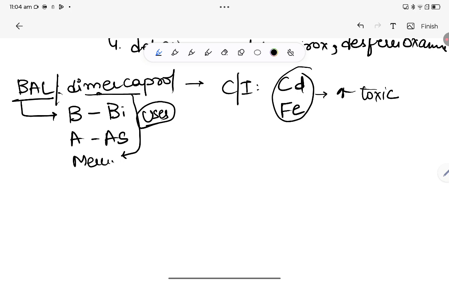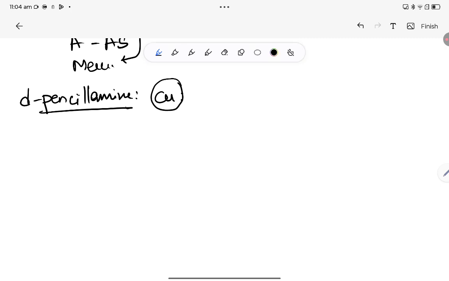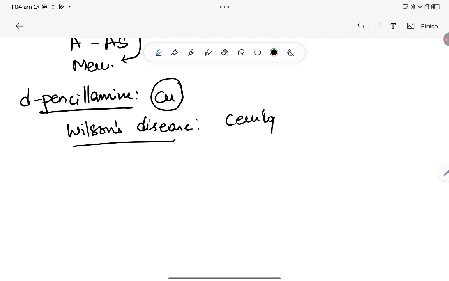Okay, now let us talk about our second one, that is D-penicillamine. D-penicillamine is majorly used in the treatment of copper poisoning. Before talking about copper poisoning per se, we need to talk about Wilson's disease. Usually we have ceruloplasmin with us. It's a plasma protein, and ceruloplasmin chelates the excessive copper which is present in our body and makes it easily excretable.